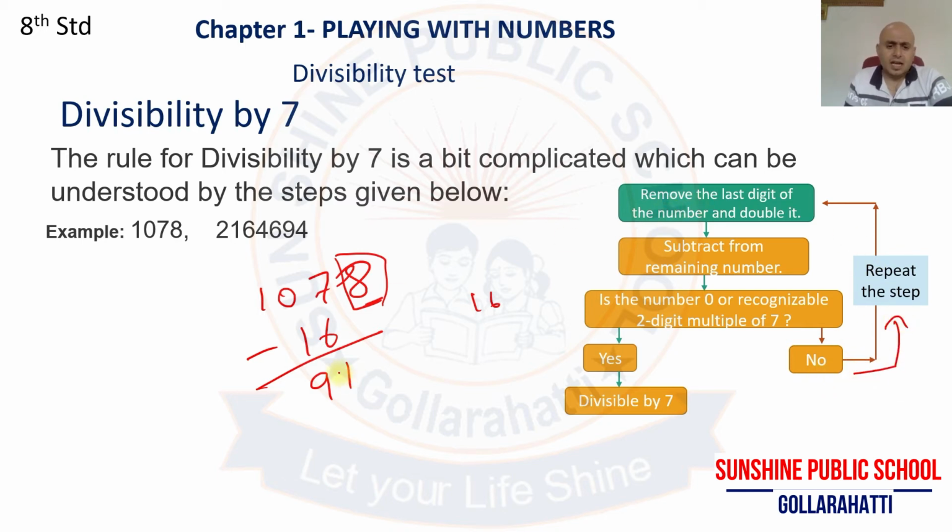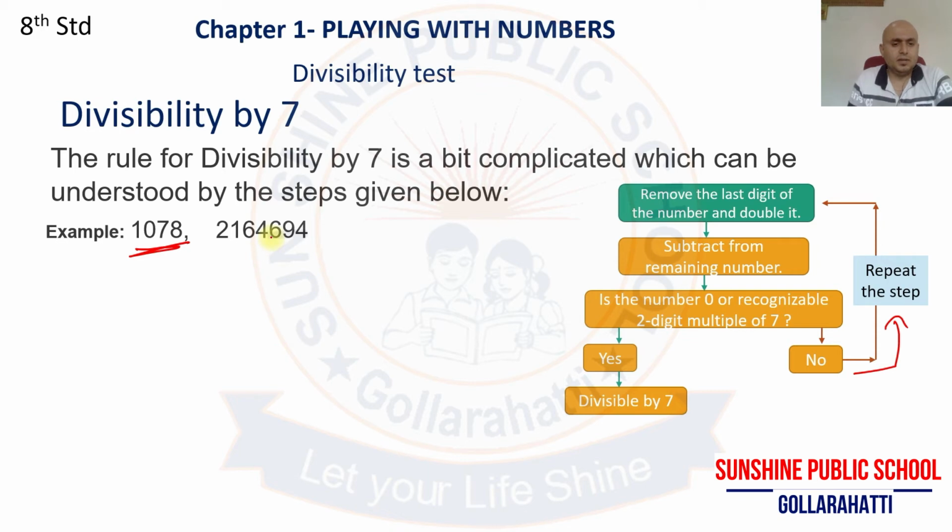Repeat means take the last digit, double it: double of 1 is 2. Just subtract: 9 minus 2 is 7. So yes, 7 is divisible by 7. So this number, that is 1078, is divisible by 7. Let's see the second example.